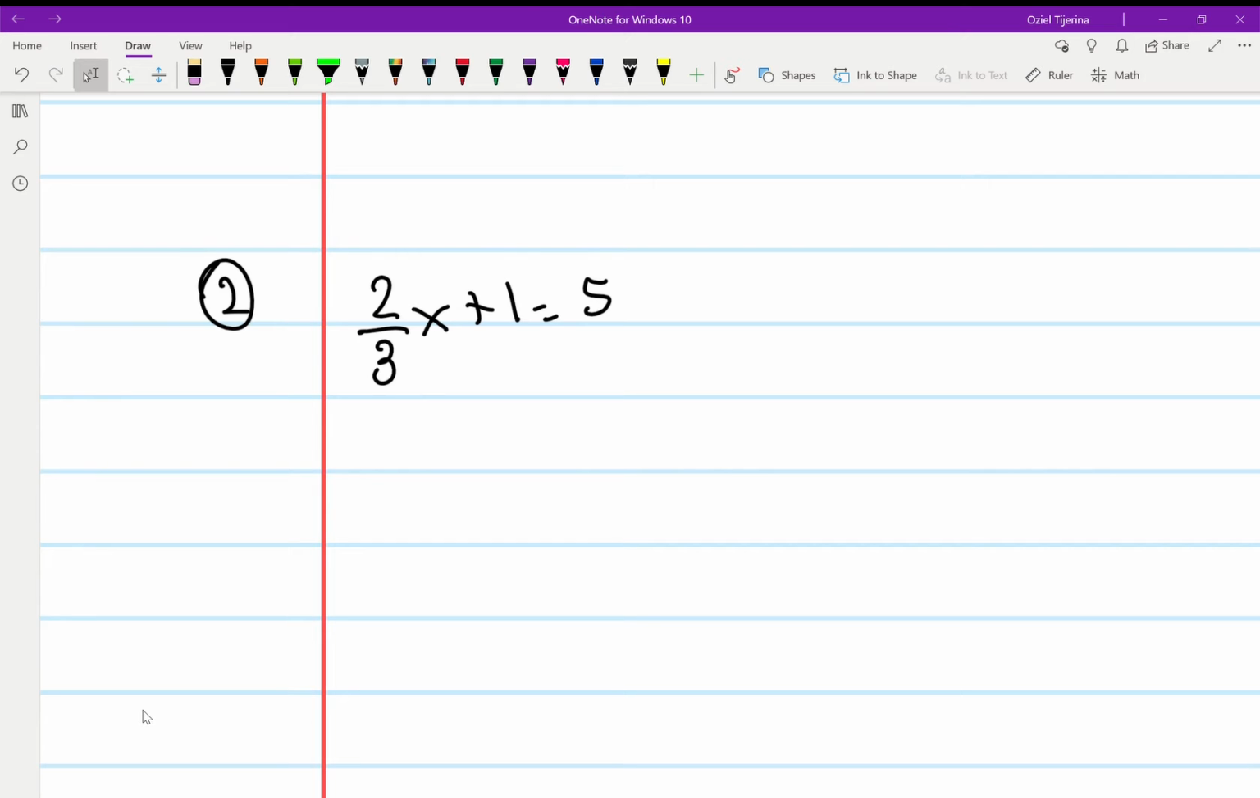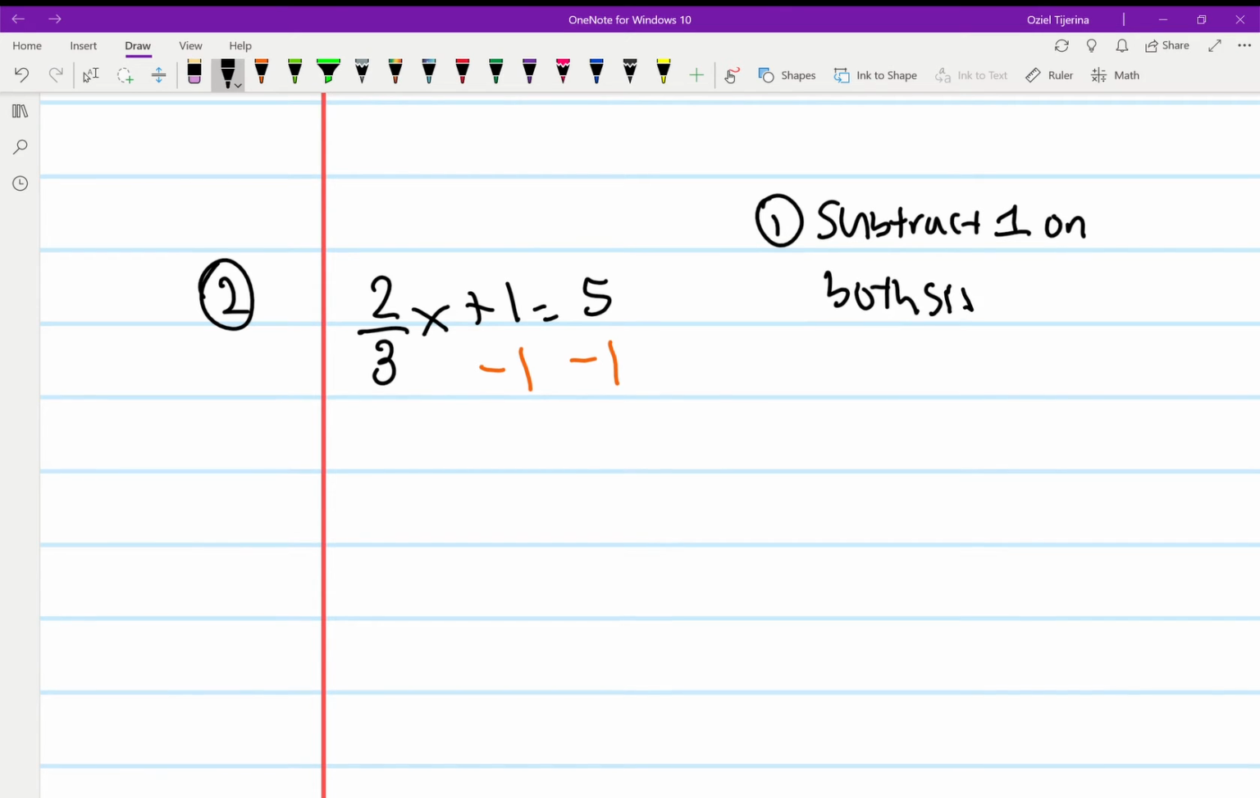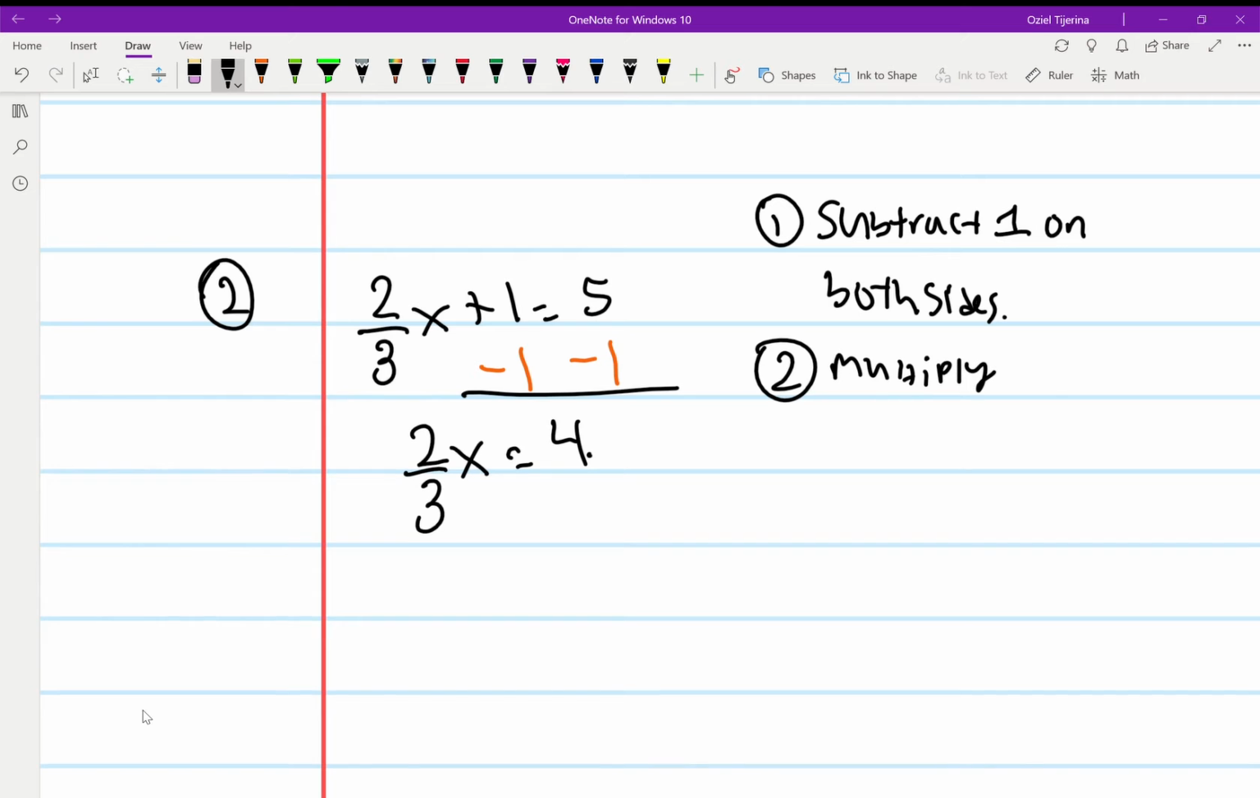What we're going to do first is subtract 1 on each side. Let's go ahead and write that down. We have to subtract 1 on both sides. We get 2/3 x equals 4, okay? If you want, you can multiply by 3 on both sides.